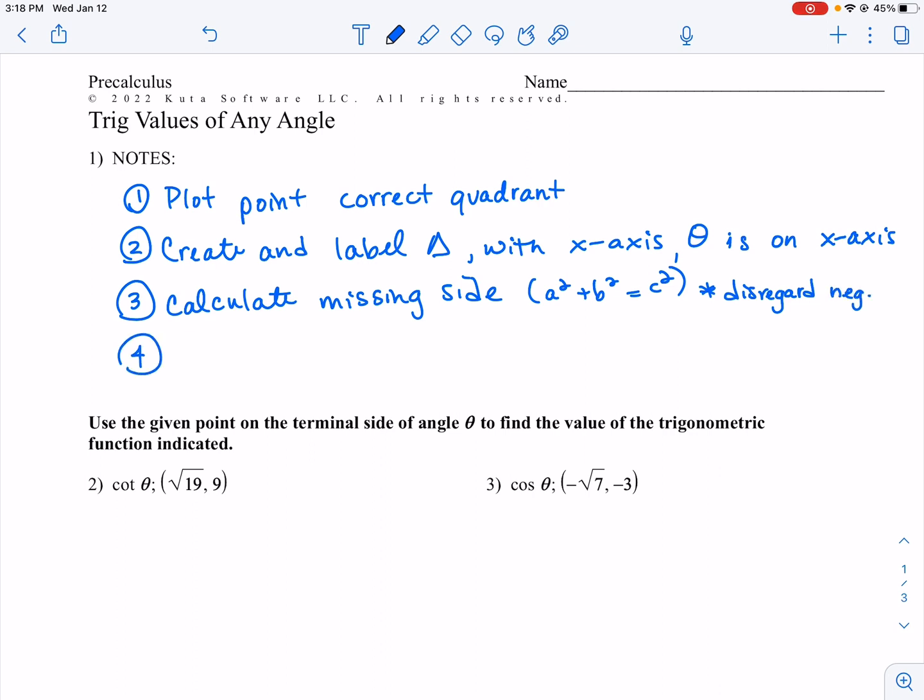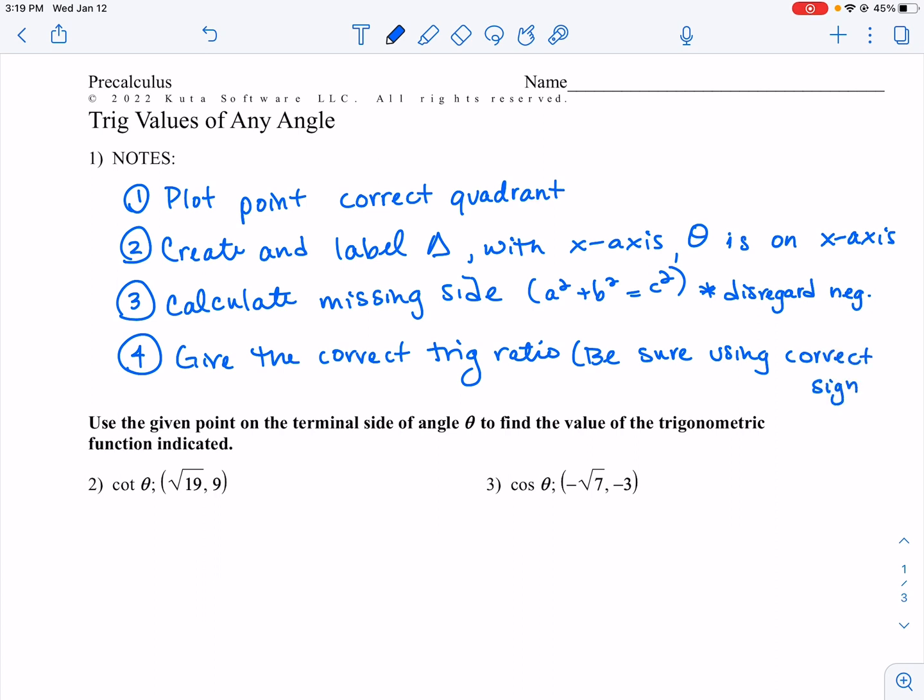And then the last step is to make sure that you give the correct trig ratio. And you want to make sure that you are paying attention to the sign. So be sure that you're using the correct sign. And also be sure to rationalize your denominator if need be.